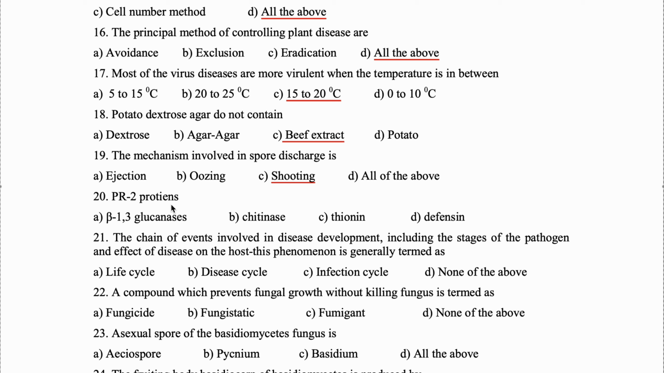Question 20. PR2 proteins. There are a total of 19 PR proteins. The last ones, 18 and 19, are not known. So we basically study 17 PR proteins, which have their specific roles. But what do PR2 proteins do? It is beta-1,3 glucanases.